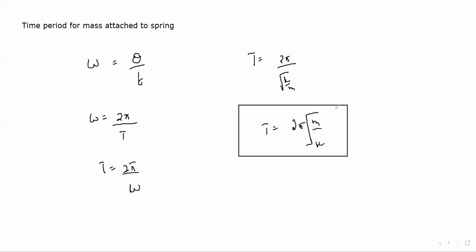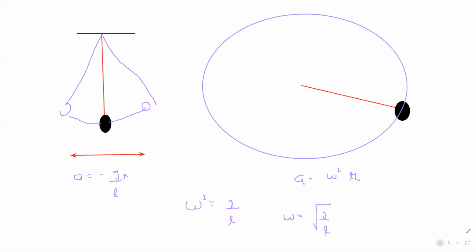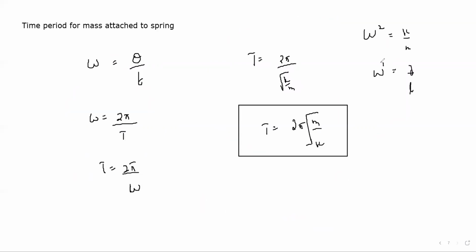So you have to remember these formulas. Basically, if you remember the relation for omega, for a spring it is k divided by m, and for a simple pendulum it is g divided by l, you can work out these angular velocities, and from that you can find the time period. Otherwise, you can use the direct formula to find the time period of objects performing simple harmonic motion attached to a spring.